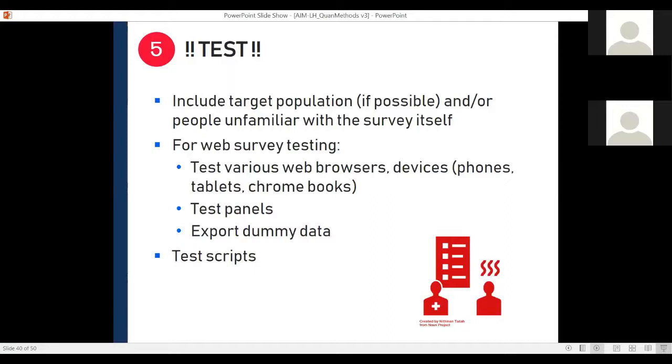For web surveys, you're obviously going to want to test your web browsers. You want to test it on different devices. You want to test your links. If you're doing panels, you want to test those panels. And then you want to export dummy data.